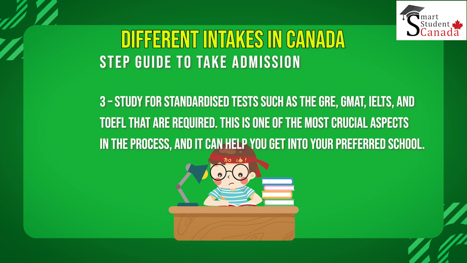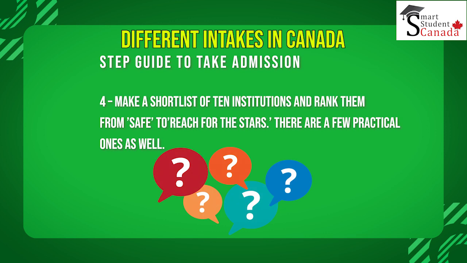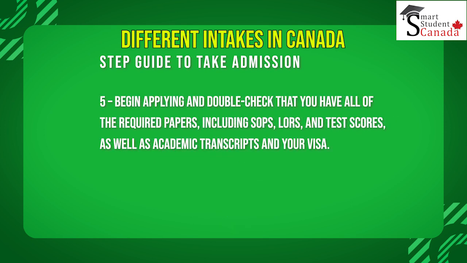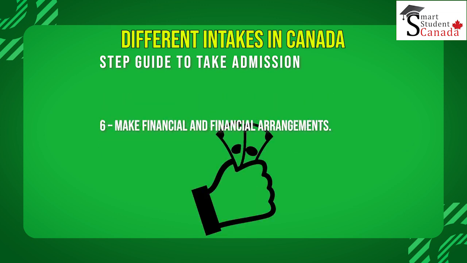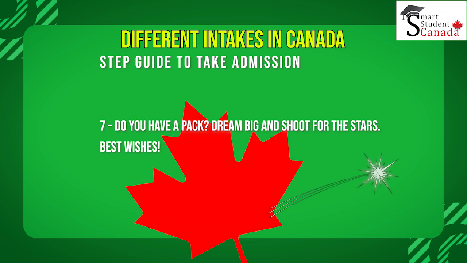This is one of the most crucial aspects in the process and it can help you to get into your preferred university. The fourth is to make a short list of 10 institutions and rank them from safe to reach for the stars. There are a few practical ones as well. The fifth one is to begin applying and double check that you have all the required papers including SOPs, LORs and test scores as well as academic transcripts and your visa. The sixth is to make financial arrangements. The seventh is to pack your bags. Do you have your bags packed? Dream big and shoot for the stars.